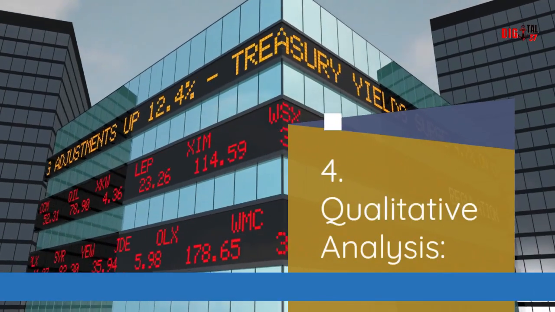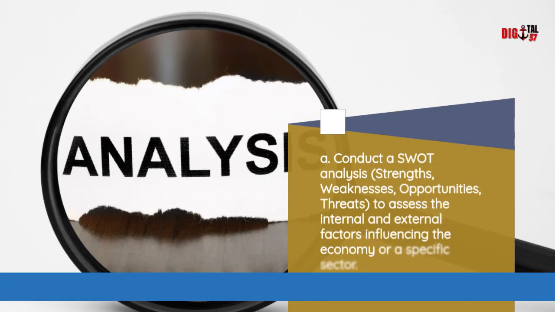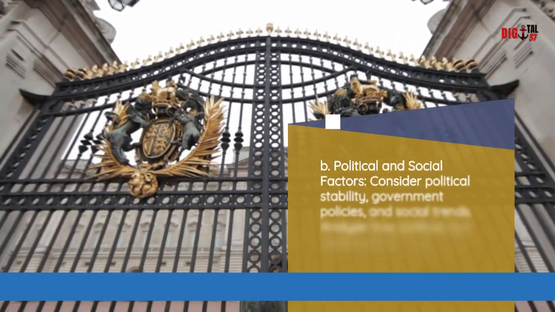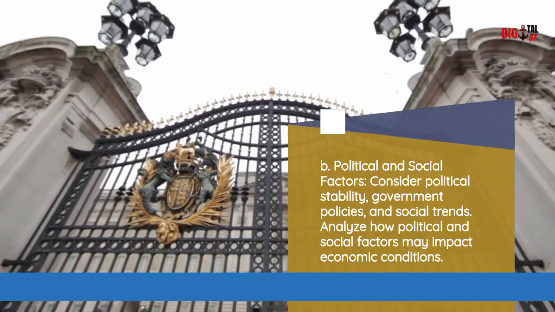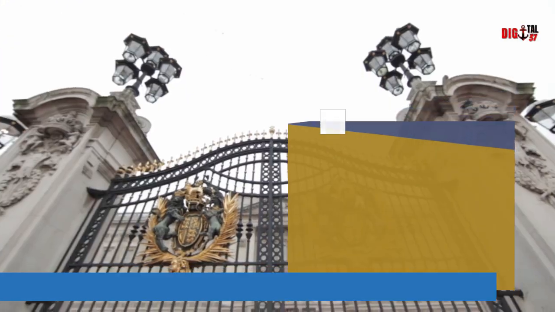4. Qualitative analysis. A. Conduct a SWOT analysis, strengths, weaknesses, opportunities, threats, to assess the internal and external factors influencing the economy or a specific sector. B. Political and social factors. Consider political stability, government policies, and social trends. Analyze how political and social factors may impact economic conditions.